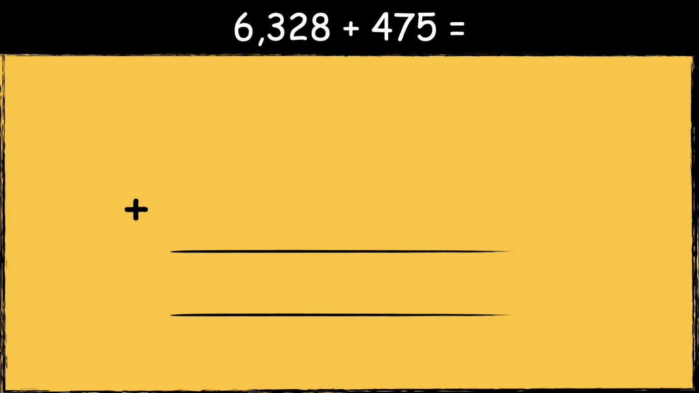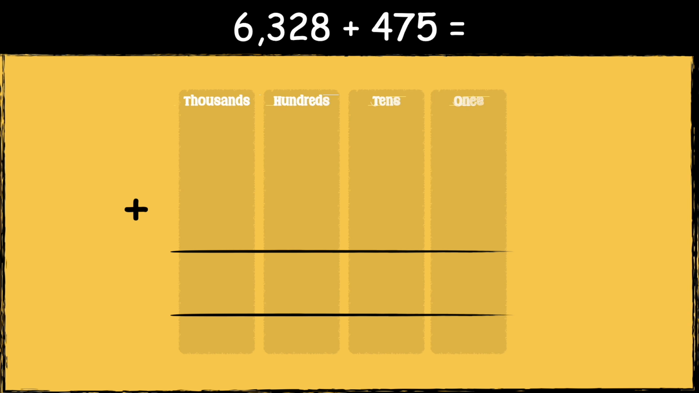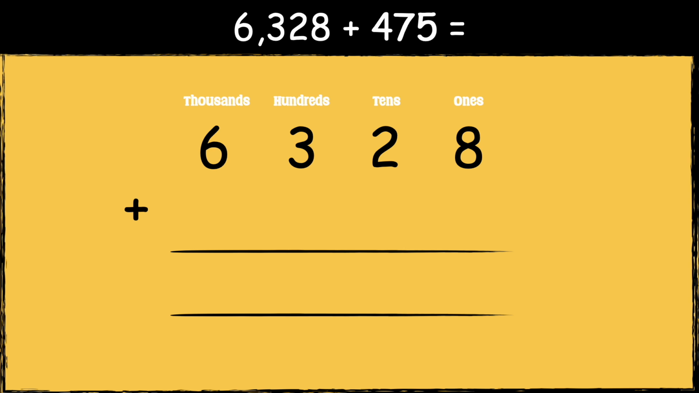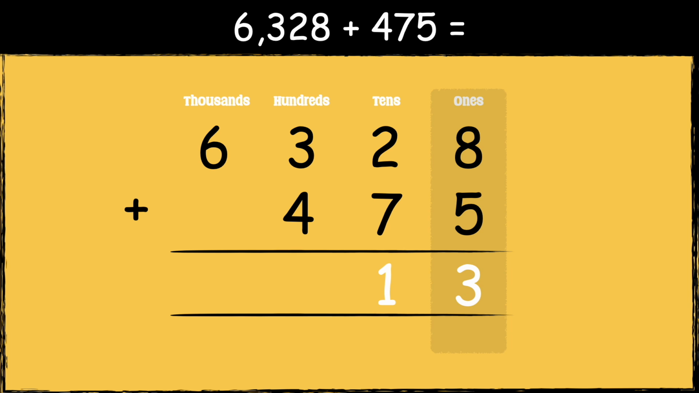Here's the next example. 6,328 add 475. Remember to line the numbers up correctly. So we have 6,328 add 475. So now we're ready to add the digits in each column. So we start with the ones. 8 add 5 equals 13. We carry the 10 below in the tens column.